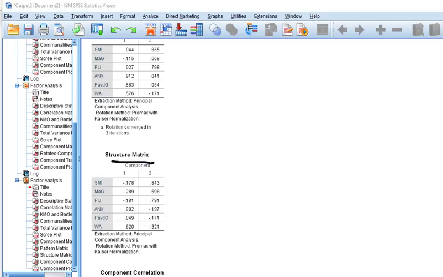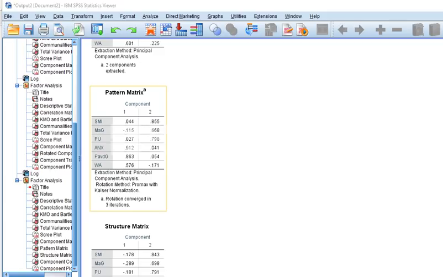So these are all zero order correlations. You can see once again these variables are correlated most highly with component 2. These are correlated more highly with component 1. So it pretty much mimics what we had before. The pattern matrix coefficients are very much analogous to partial regression coefficients.